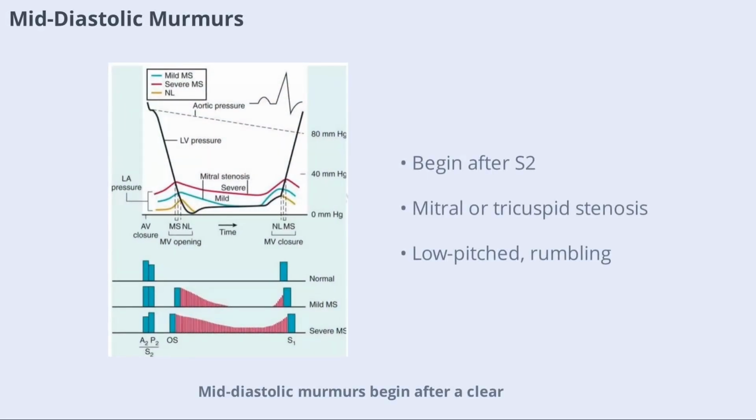Mid-diastolic murmurs begin after a clear interval following the second heart sound. They are often due to stenosis of the mitral or tricuspid valves or increased flow across these valves. The classic example is the low-pitched rumbling murmur of mitral stenosis, best heard at the apex.